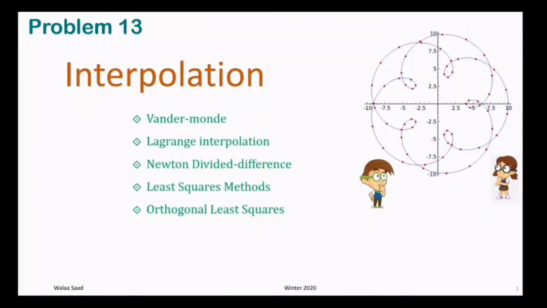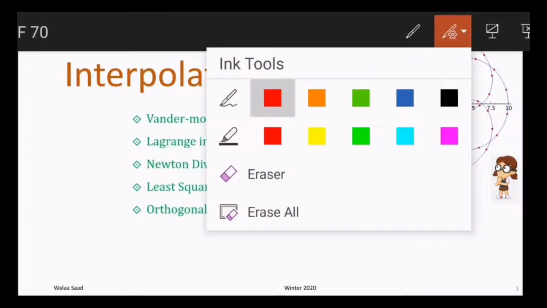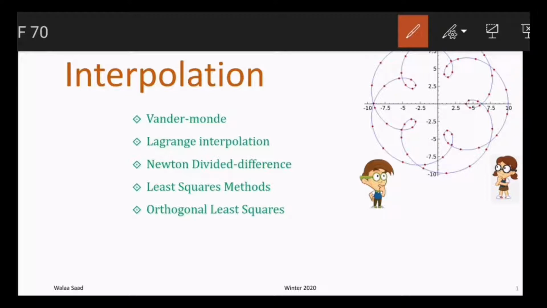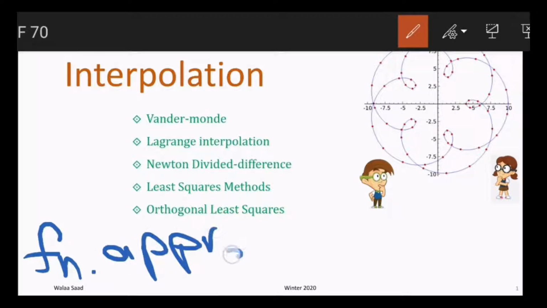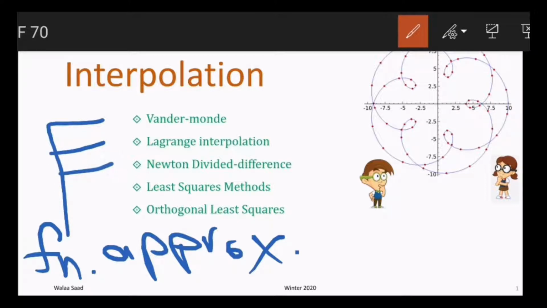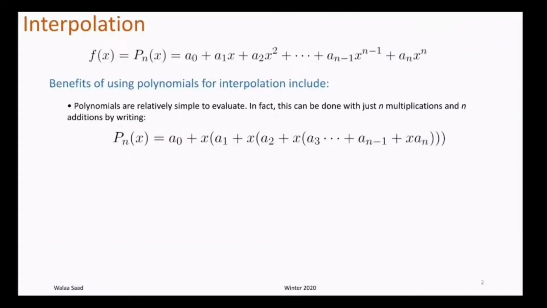In problem 13, we are continuing discussing the interpolation. Like we discussed before, interpolation is function approximation. This approximation can be applied with various techniques and methods like the Vandermonde interpolation, the Lagrangian interpolation, the Newton, and then the least squares and the orthogonal least squares. Of course, we might interpolate into any function, but we decided to discuss the polynomial interpolation for its benefits. There are huge benefits of using polynomials.